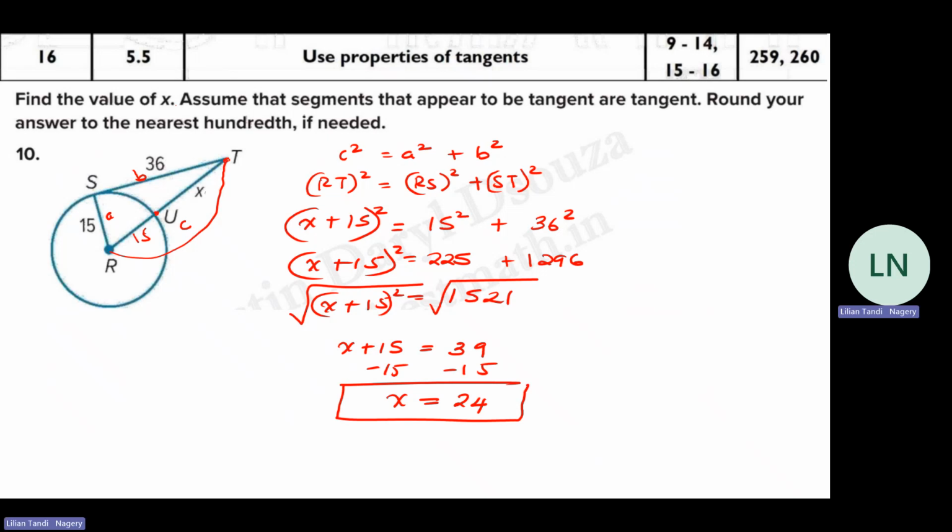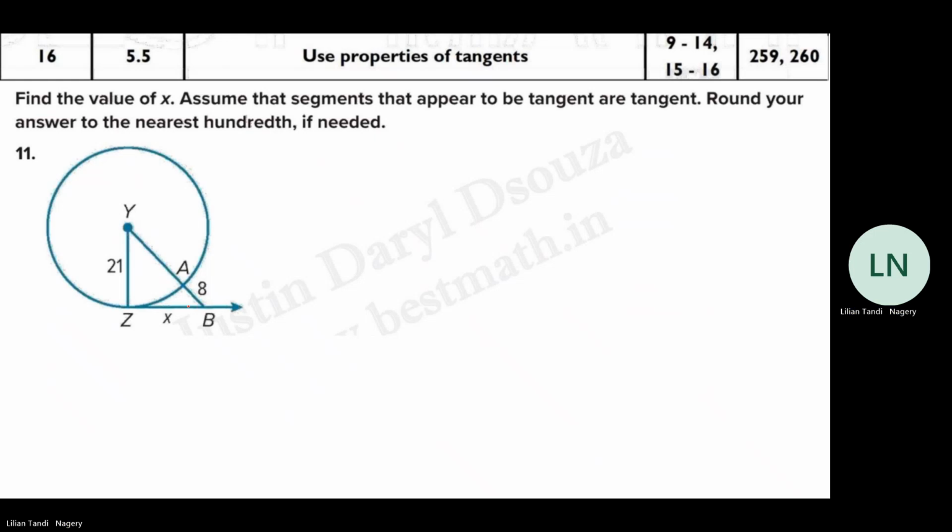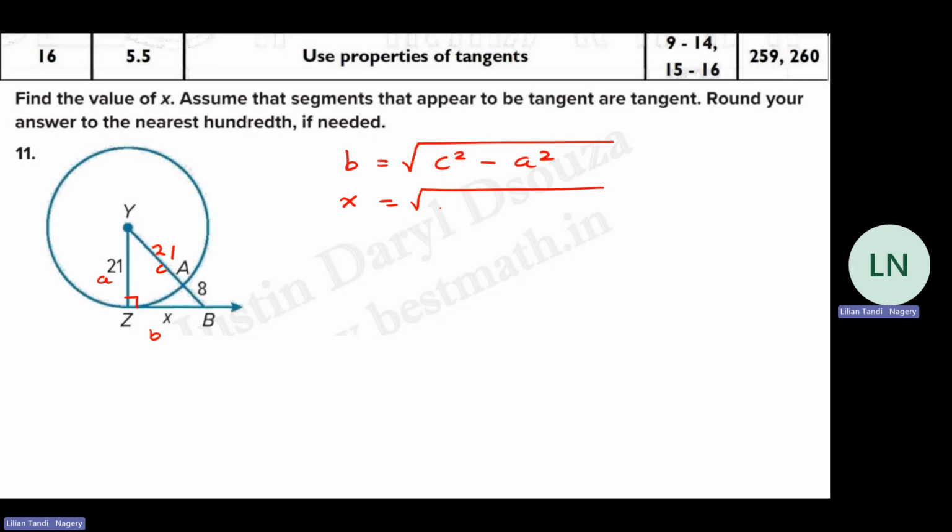All right. We move on. Okay. I know that this is 21. I know here is the 90-degree box. So I have C, I want B. This is A, this is C. Okay, so I write here B equals the square root of C squared minus A squared. B is X. C is 21 plus 8, that means 29. So 29 squared.